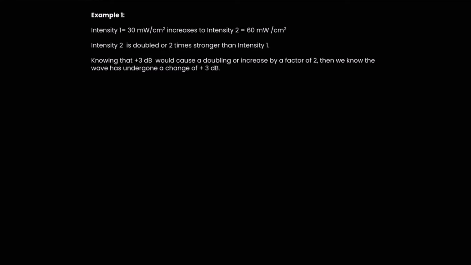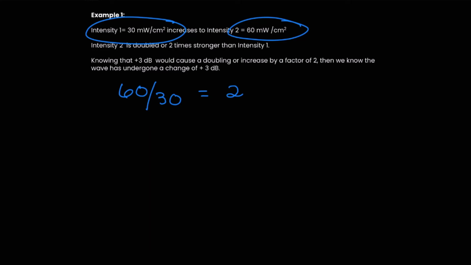Example 1 tells us that intensity 1 is 30 milliwatts per centimeter squared. That is going to increase to an intensity of 60 milliwatts per centimeter squared. Now we need to calculate what the factor of change was. We can take 60, divide it by 30, and that tells us that intensity 1 has increased by a factor of 2 to become 60 milliwatts per centimeter squared.